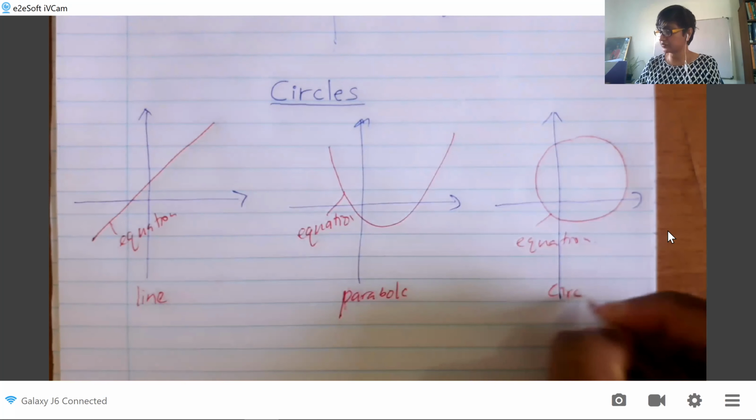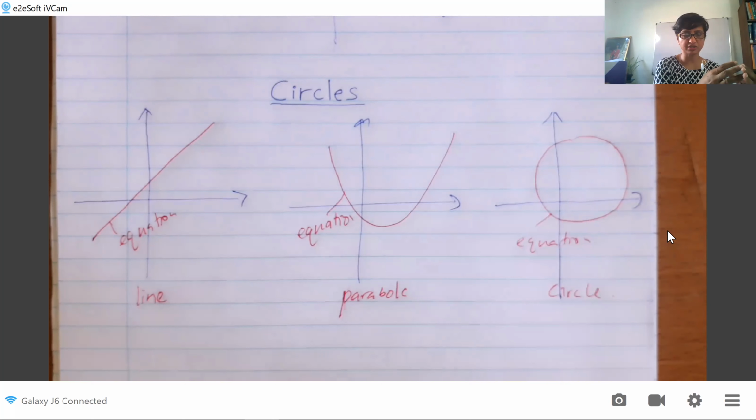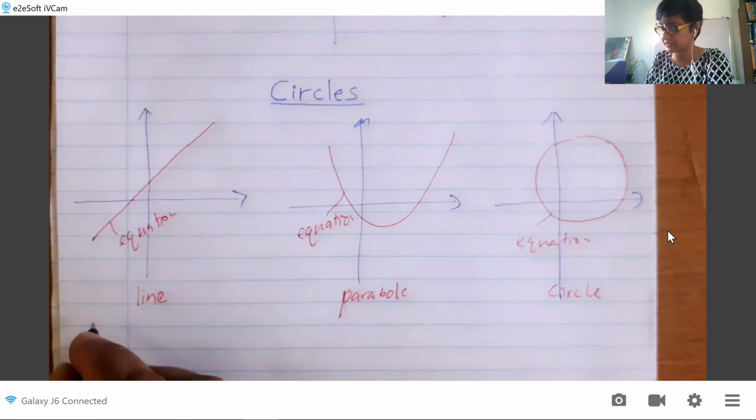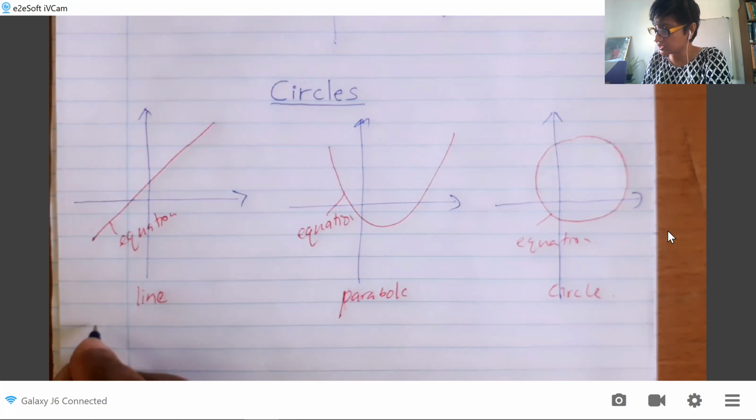So again, when you have the equation of a shape, equation of a line, equation of a parabola, equation of a circle, you have to know what the equation gives you. So for example, here's an example for the equation of a line. y equals 2x plus 3.